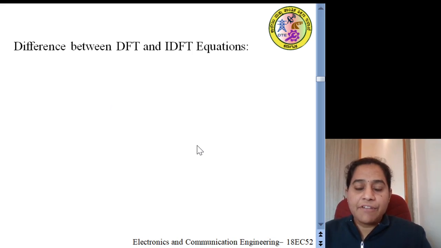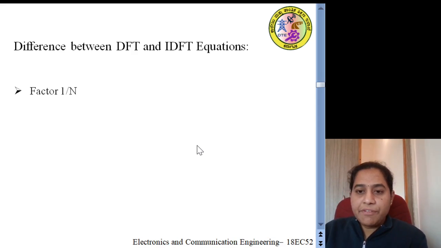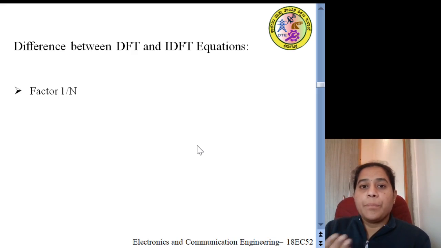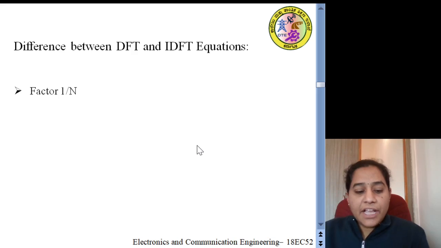First let's have the difference between the DFT and IDFT equations. As we observed in the previous slide, in the equations defining DFT and IDFT, the main difference is the factor 1 by N. That 1 by N factor is multiplied in the case of the IDFT equation. That means while doing time domain reconstruction from the frequency samples X of k, we are multiplying the equation by the factor.